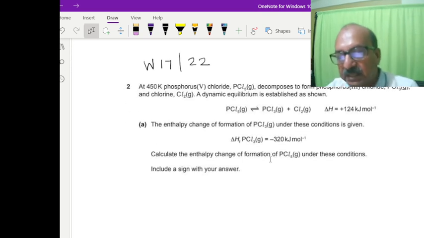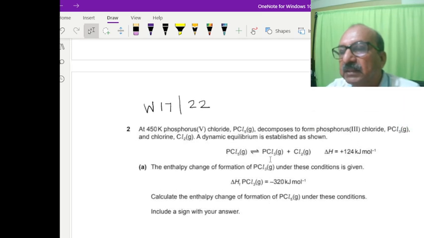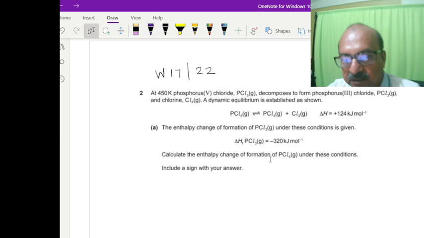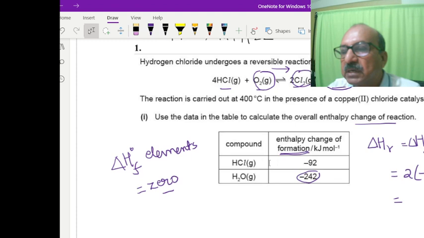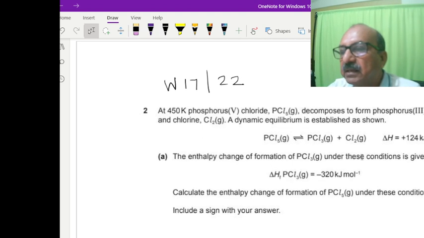So you can see here that PCl5 gives you PCl3 plus Cl2, and the delta H value is already given. See, the delta H value.